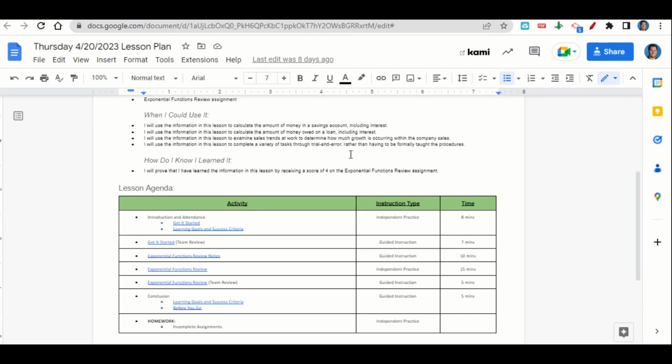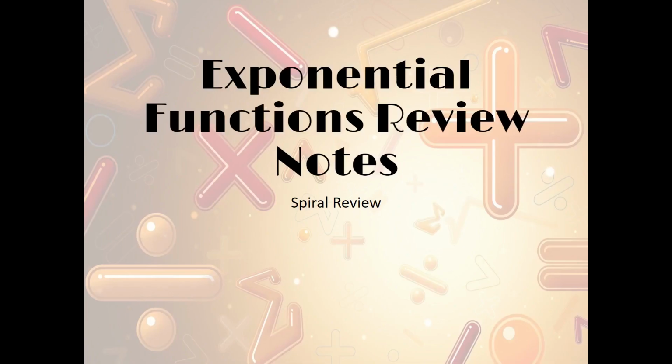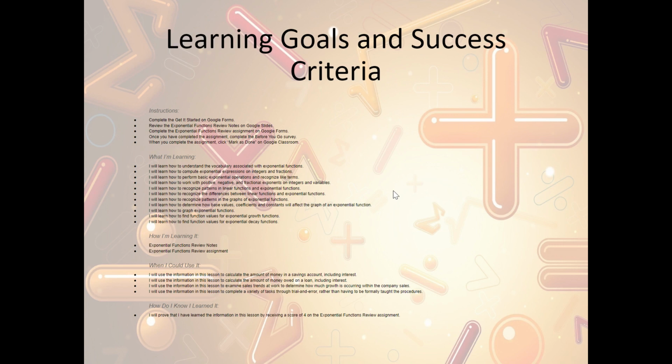At the end of class, we'll go back over our learning goals and success criteria while you fill out your before you go. Your only homework for tonight is to work on any incomplete assignments that you may have. Let's take a look now at our exponential functions review notes. Our notes begin with the learning goals and success criteria.